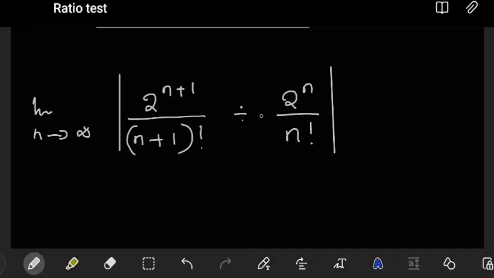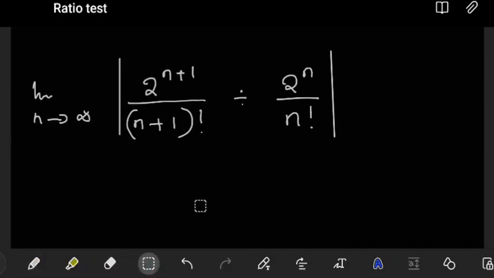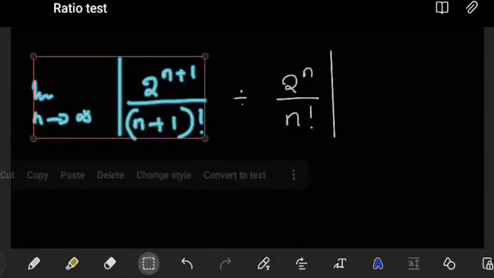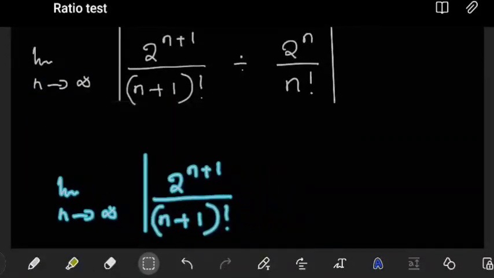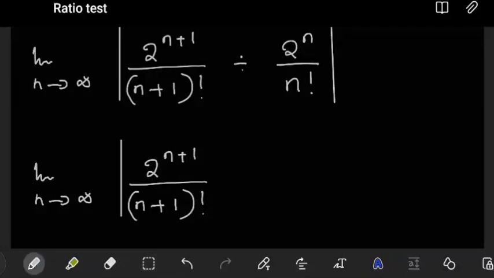Now of course, when we change that division symbol to multiplication, what do we get there? The second term is just going to interchange. The numerator becomes the denominator, so the denominator will become the numerator: n factorial, then 2 to the power n.